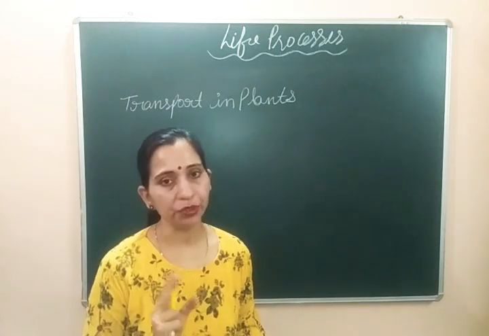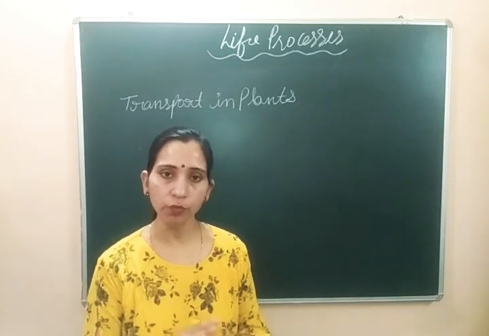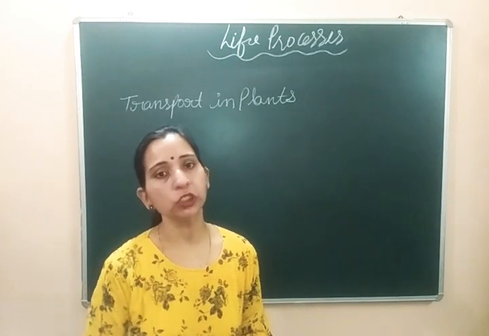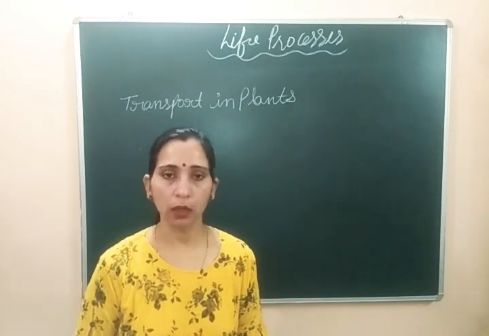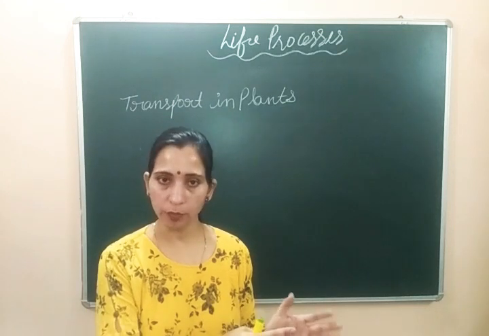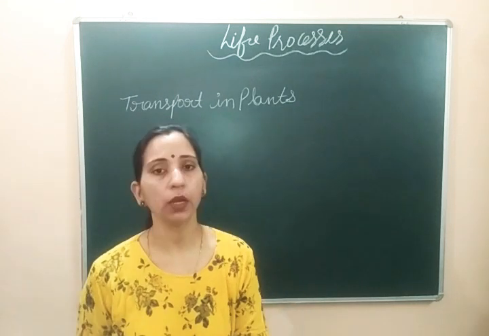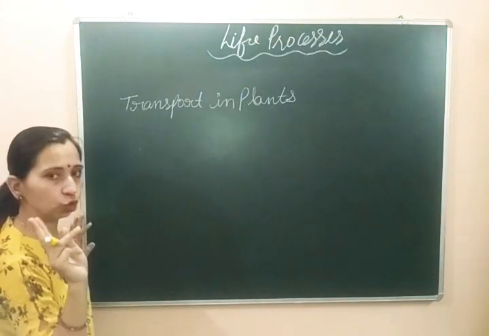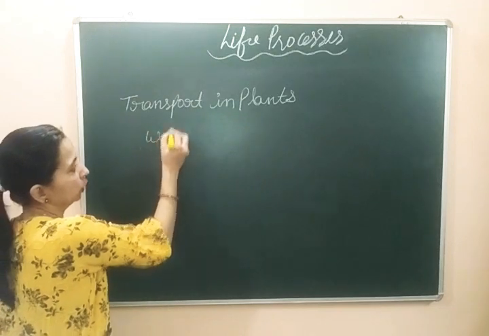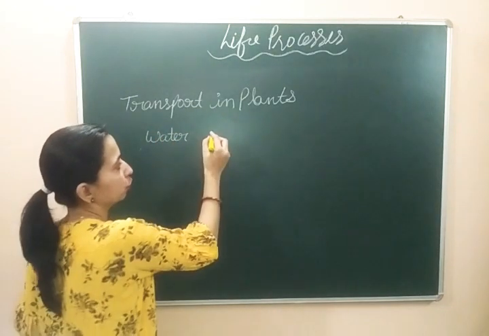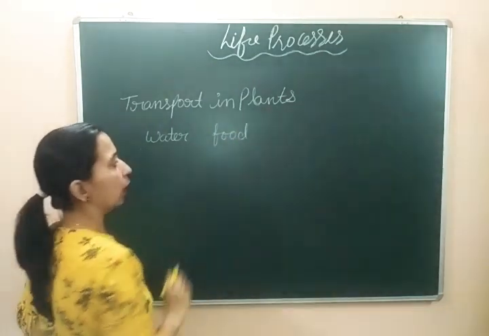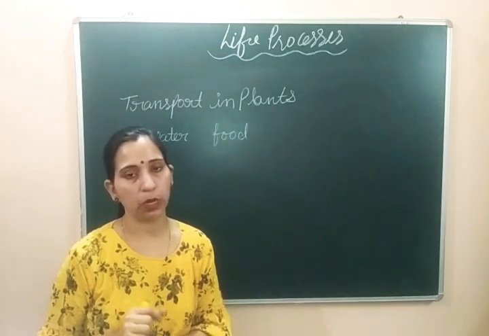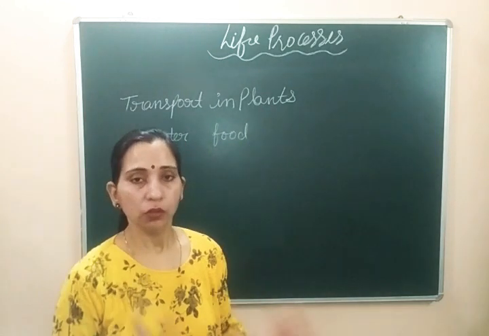Plants need two things to be transported. One, water from roots to the other part of the plant, and second thing is the food which is prepared in the leaves. From leaves it needs to be transported to the other part of the plant. So here the transportation in the case of plants is done for two purposes. One, for the water, and second, for the food that is prepared in the leaves. Water is transported through roots to the upper part of the plant and food is transported through the leaves.